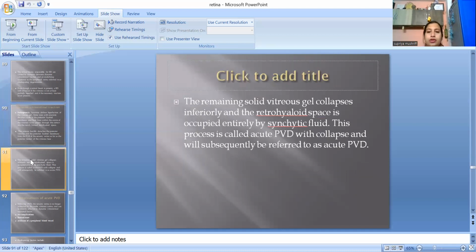The remaining solid vitreous gel collapses inferiorly and the retrohyaloid space is occupied entirely by the syneretic fluid. This process is called acute PVD with collapse and will subsequently be referred to as acute PVD.